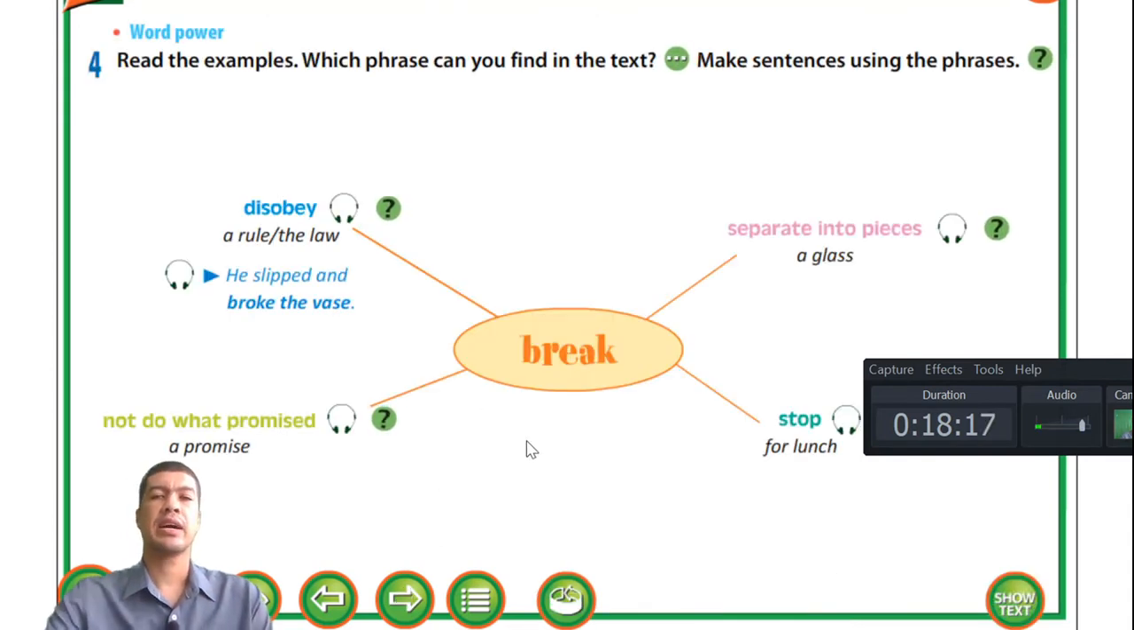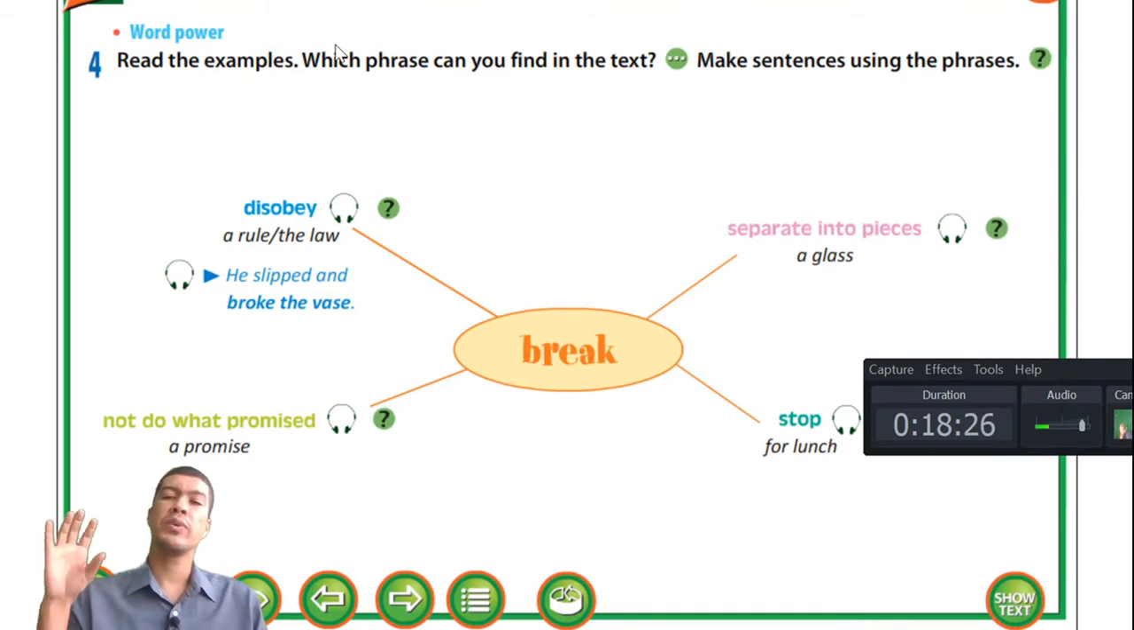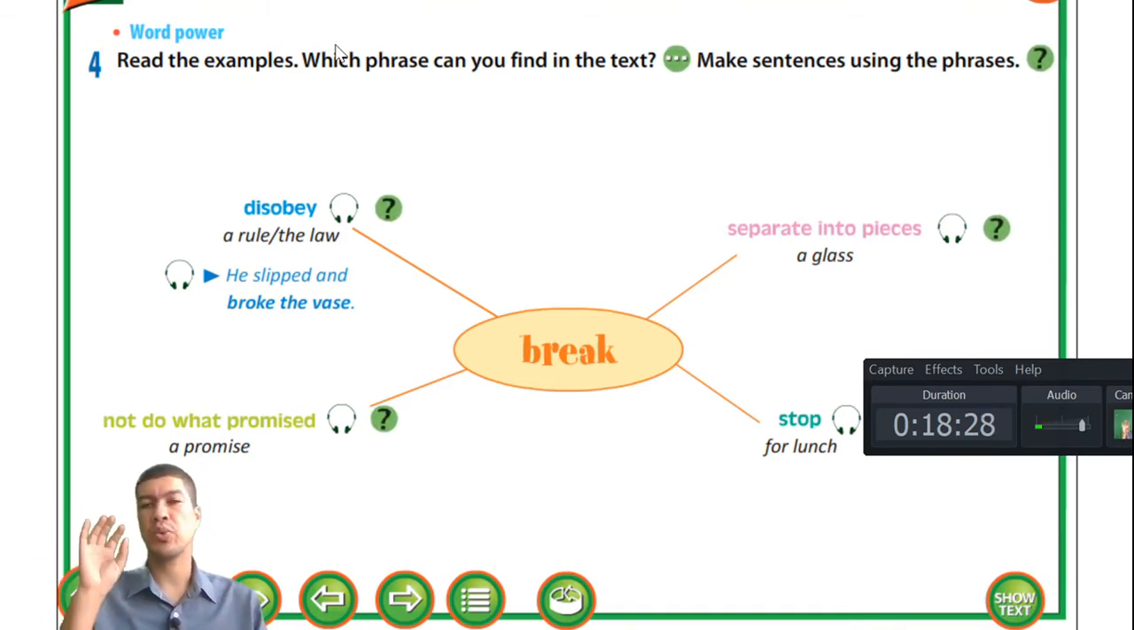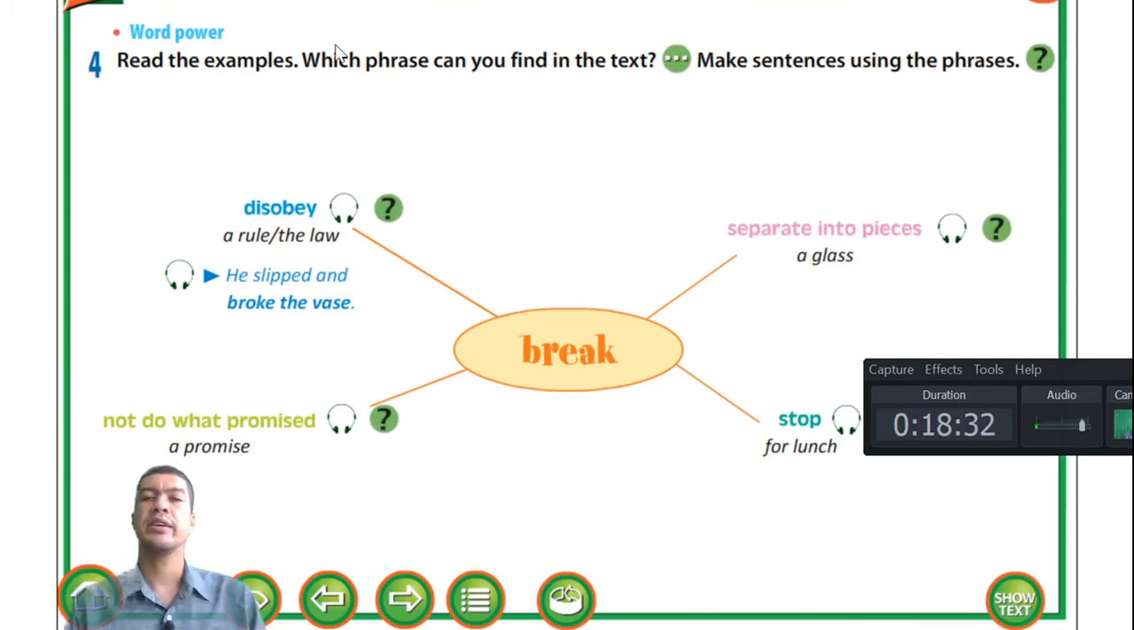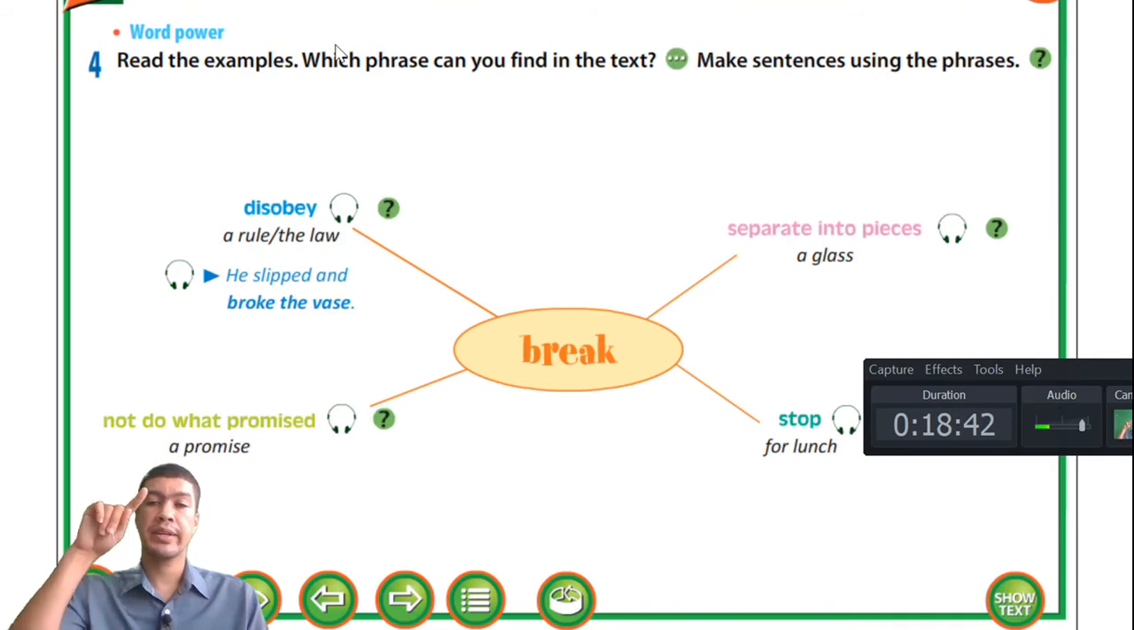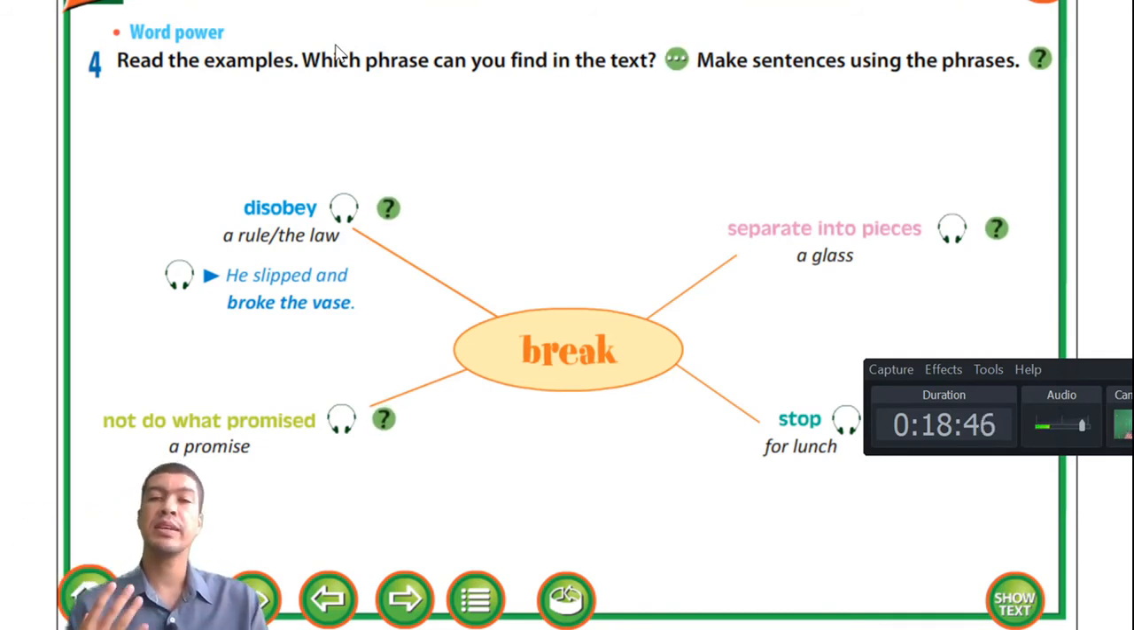Okay, now word power is our title for this page. When we talk about word power, we talk about the ways and the means that we can use one word that has different contexts. Now, in Vietnam, you are familiar with this concept because one word can have different meanings, provided that you use the correct characters, and you are quite familiar with that.